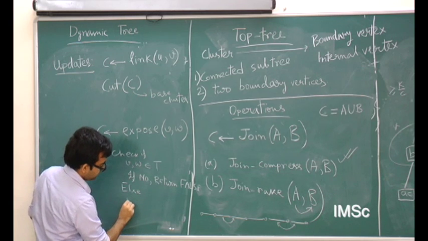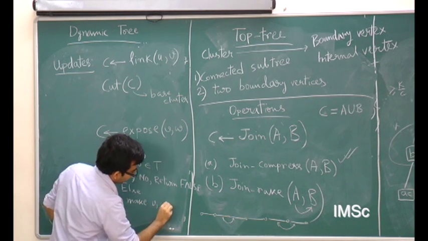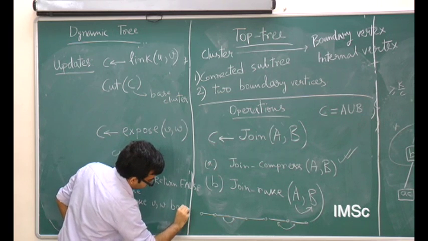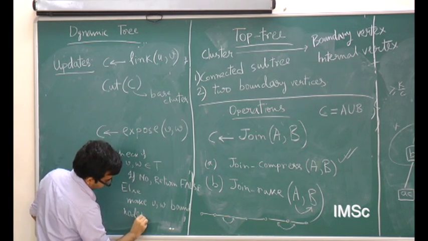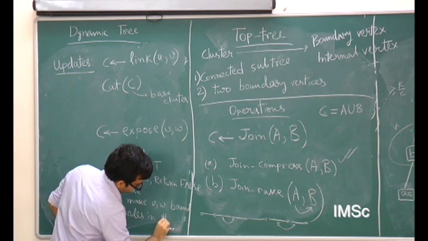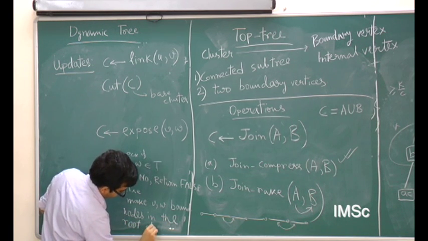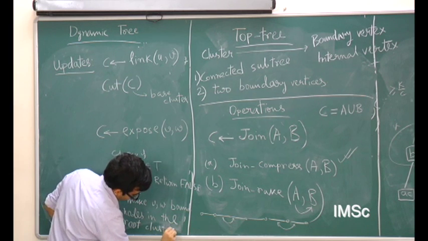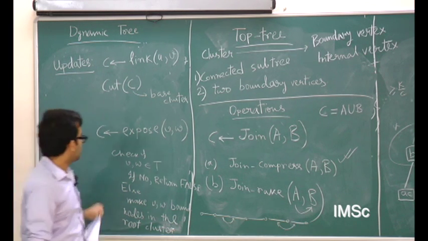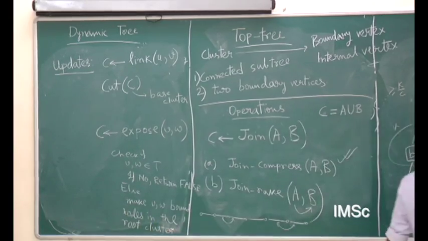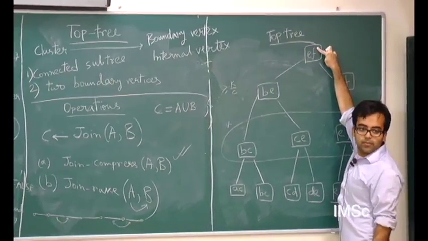Else, make V comma U boundary nodes in the root cluster. So, suppose here, in this top tree, the boundary nodes of the root cluster are E and F, right?